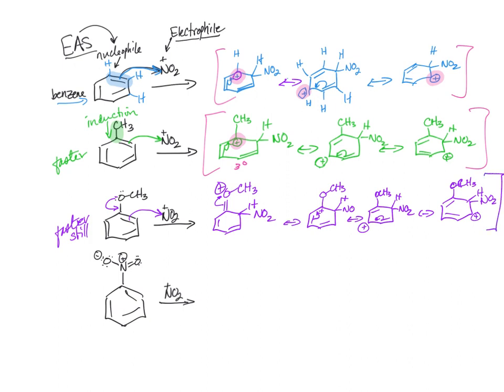So this set of resonance forms has an even lower energy, because here I have a completely octet satisfied resonance form. So that adds a greater stability to this set of resonance forms, and that's why it's faster still than the previous 2 substituents that were present on the ring. So electrophilic aromatic substitution depends on what has modified our benzene ring.